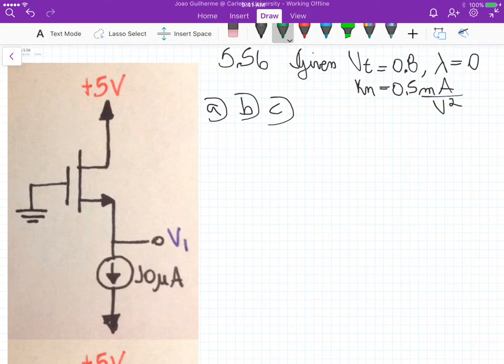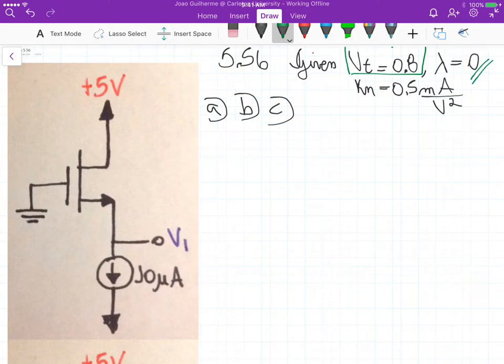Okay. So in this problem, all these circuits have NMOS MOSFETs, so transistor NMOS, and the threshold voltage is 0.8 volts. We are not considering the channel modulation effect, and the device transconductance, Kn, is 0.5 milliamperes per square volts.